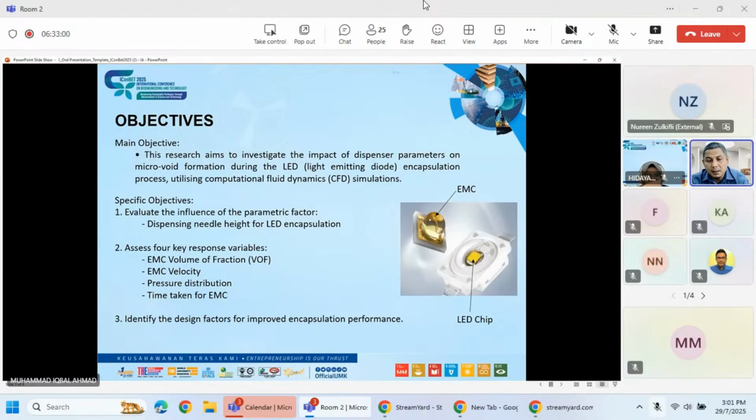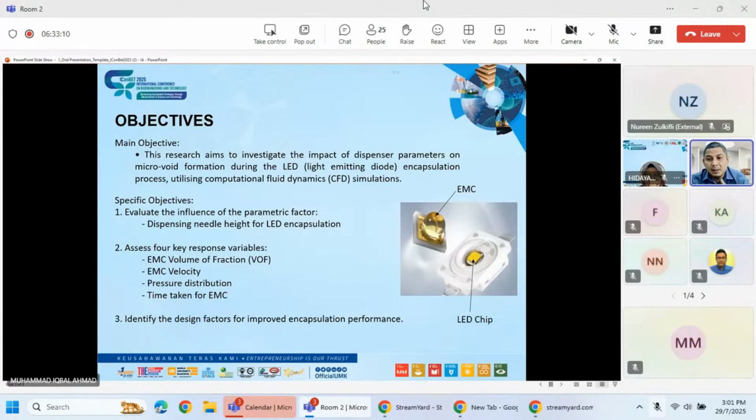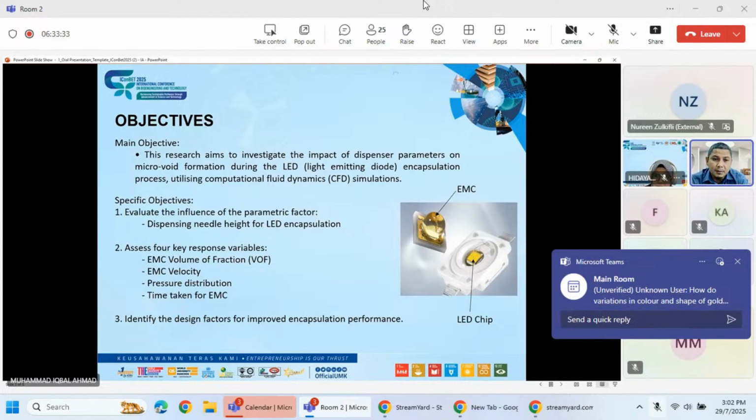So in the UMK, yes, we use the academic version of the software. Here is one parametric study, the needle height for LED encapsulation. We have done quite a number of parametric studies, including the speed, the velocity, and the EMC properties. But for this scope, I just want to highlight the needle height effect on the LED encapsulation.